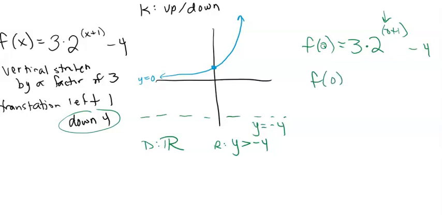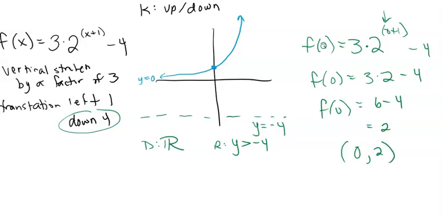So you're going to follow your order of operations. You're going to add what's in the parentheses. 0 plus 1 is 1. And then 2 to the first is just 2. So we have 3 times 2 minus 4. 3 times 2 is 6. Minus 4 is 2. So 0, 2 would be your y-intercept. We know that one was at 0, 1, so 0, 2 would be up here, and we know our graph's going to do something like that. We don't know exactly what it's doing, but we know it's growth, because our base is larger than 1, so we know it's going to be increasing as it goes.